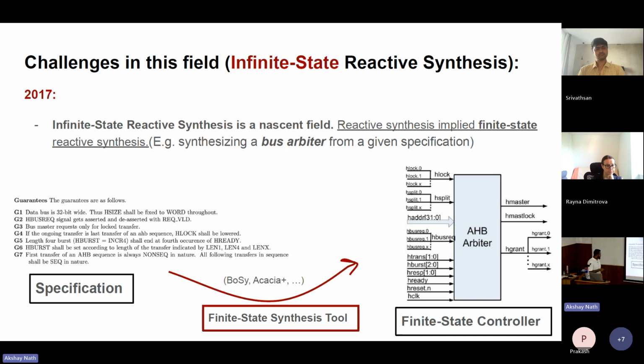as a specification. And there were a lot of tools dealing with finite state synthesis, such as Bosy and Acacia, that could really handle industrial standard case studies of controllers. And they actually synthesize the full bus arbiter.